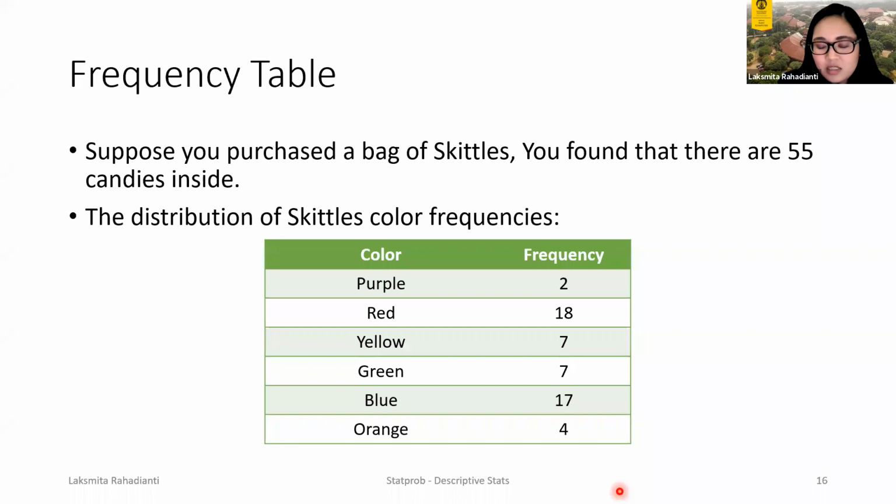So when I put them into categories, I counted how many times the purple Skittle comes up, the red Skittle comes up, and so forth. Apparently, in my bag, there were only 2 purples, 18 reds, 7 yellows, and so forth. So this is a frequency table, the simplest data display that you could do. It's like for every value on the left-hand side, how many times does it come up in my sample? Simple as that.